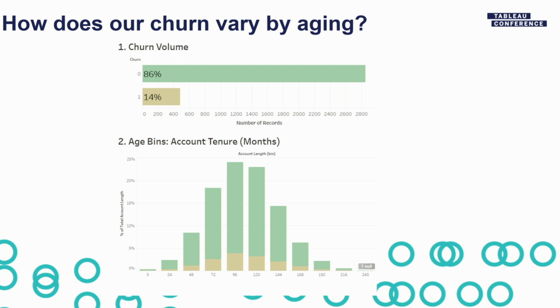Quickly, we can glance at the data set in Desktop. So we see our churn volume is 14%. And another analysis may be aging. So over time, our account tenure, where are we losing accounts, or where are we retaining them? Where are they renewing their subscription?